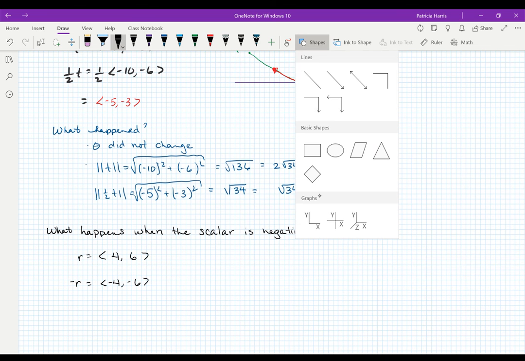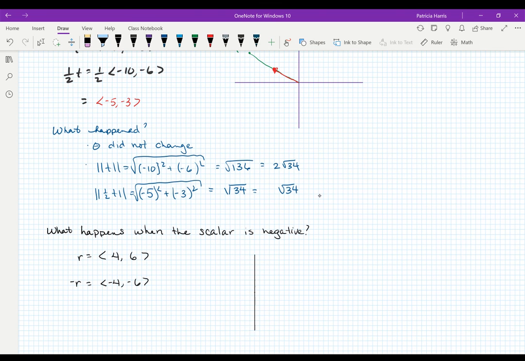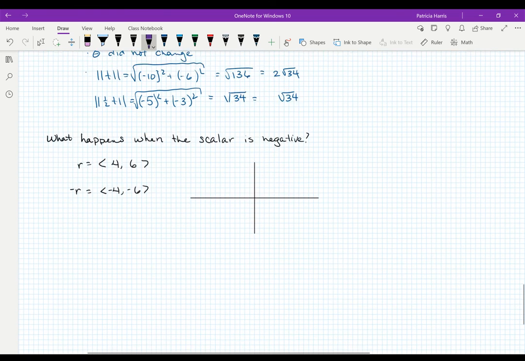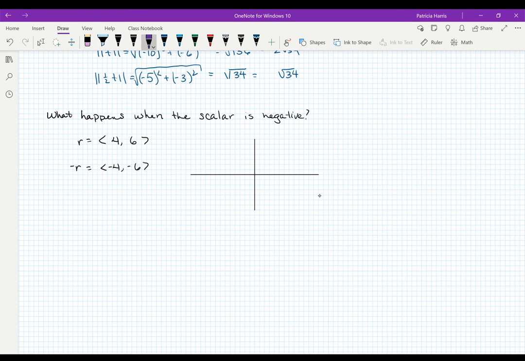Now, some of you might be able to figure out what happens without drawing a picture. And if you have to draw a picture, that's okay too. So again, we're just multiplying by a negative 1. So there's my original vector r, and then here is my new vector. So what happened? Well, if I multiply by a negative 1, it doesn't change the magnitude, but it did change the direction.